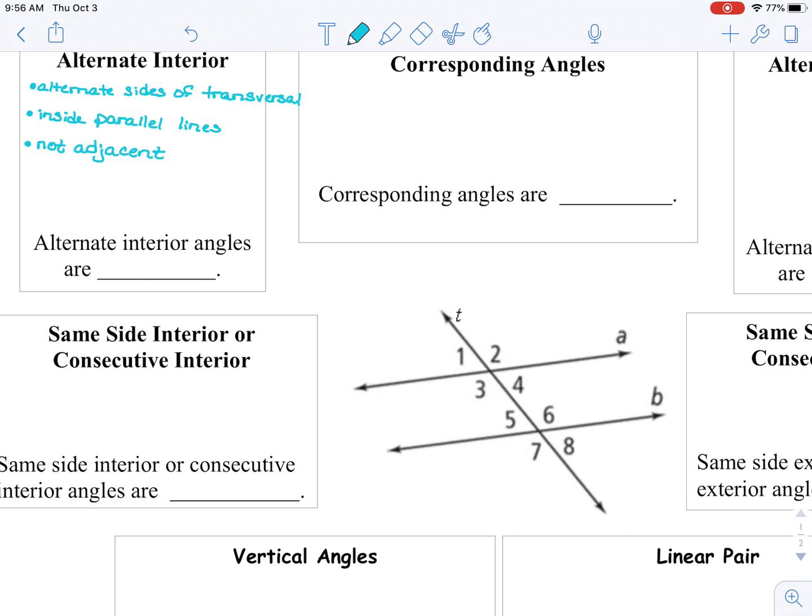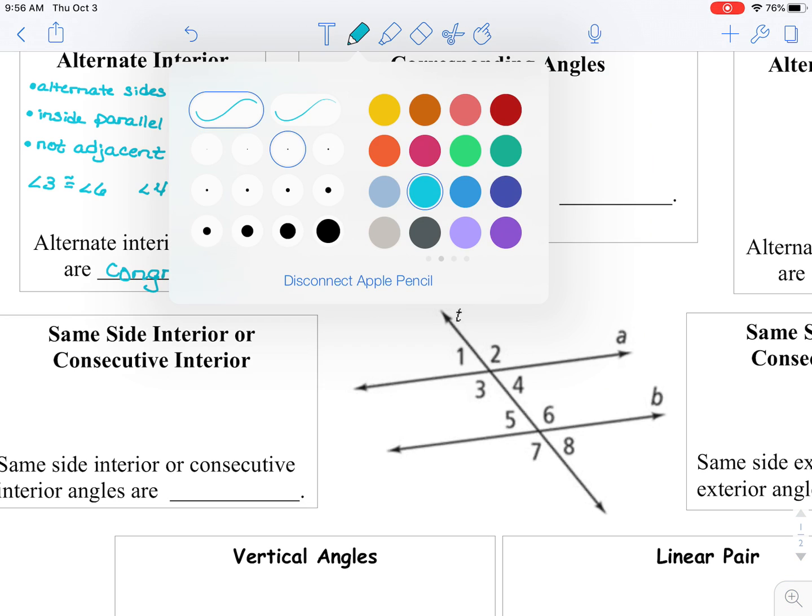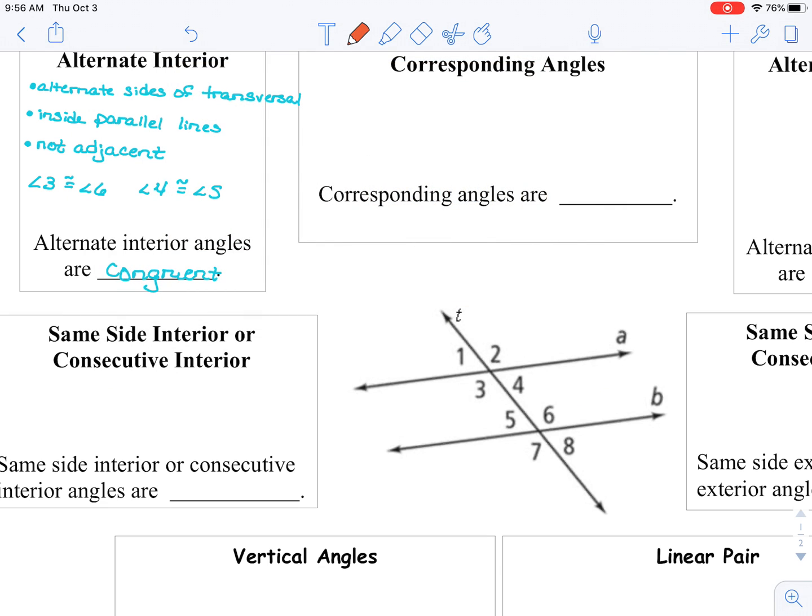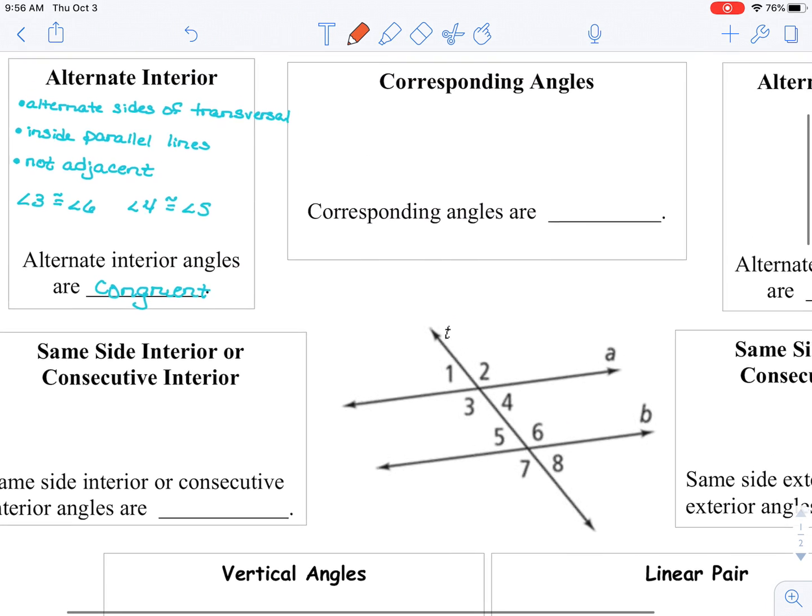So an example would be angle 3 and angle 6. Another set of examples would be angle 4 and angle 5. You'll notice I'm putting the congruent symbol on this because an important property we're going to use a lot is that alternate interior angles have measures that are congruent. They're going to be equal. So again, alternate sides of the transversal inside the parallel lines.